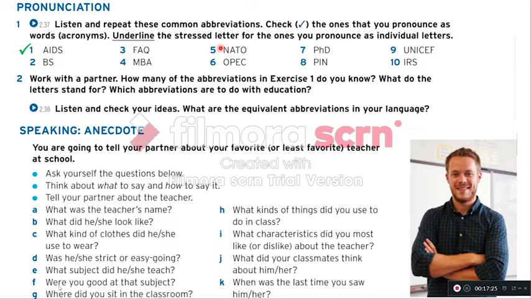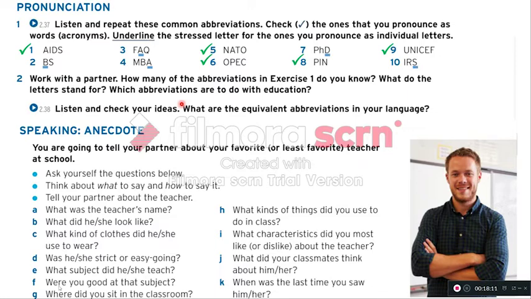Okay, let's see. Which are the abbreviations that are pronounced as words? We know that AIDS, also NATO, then OPEC, also PIN, this is the same in Spanish, and UNICEF. Excellent. So the rest of the abbreviations are pronounced as individual letters, like BS. In this case, BS, the letter B is the stress letter. Then in FAQ, the letter A. In MBA, letter A also. Then in PhD, the letter D is the one that is stressed. And finally, IRS, the letter S.